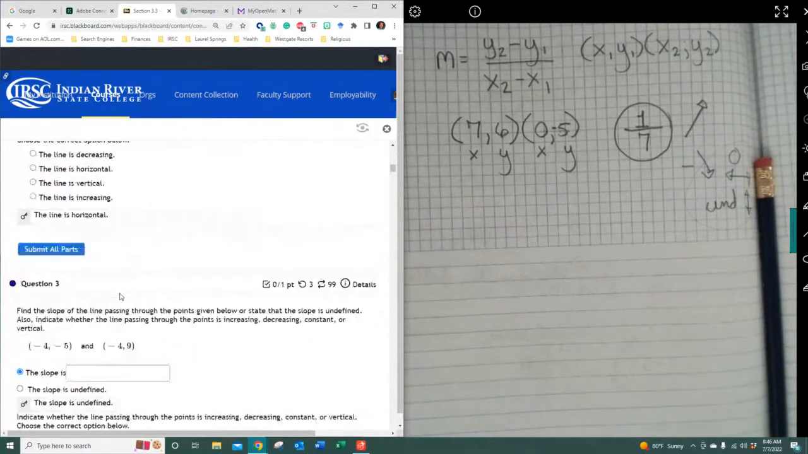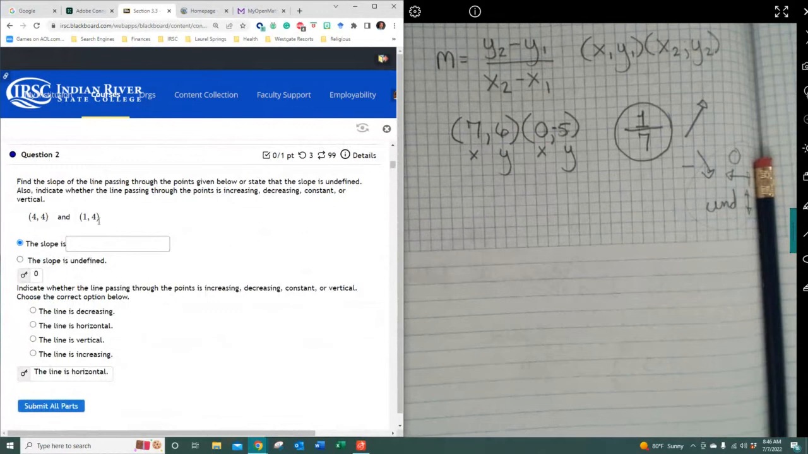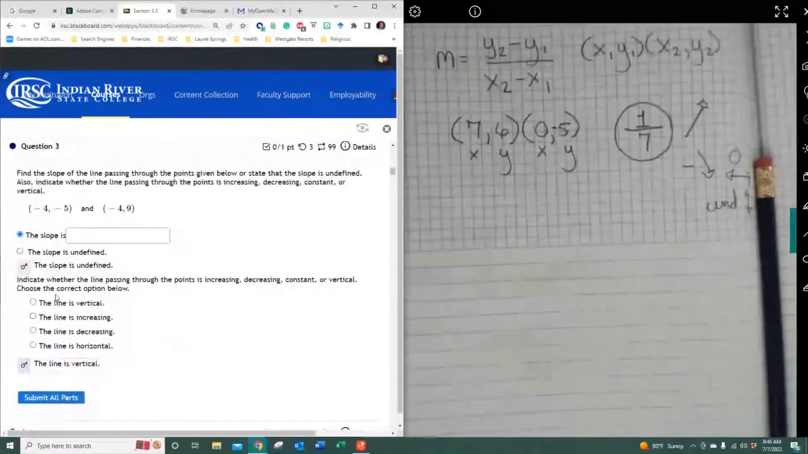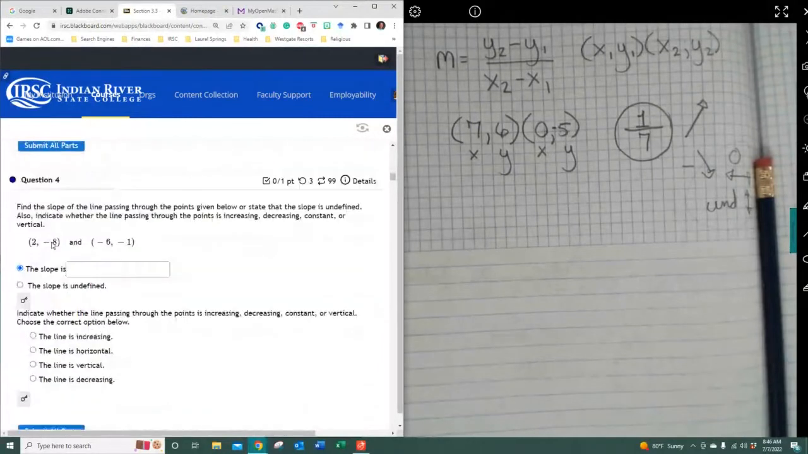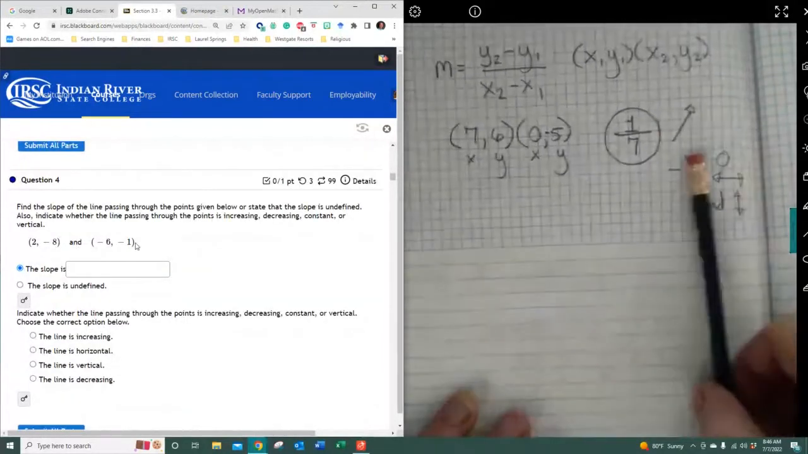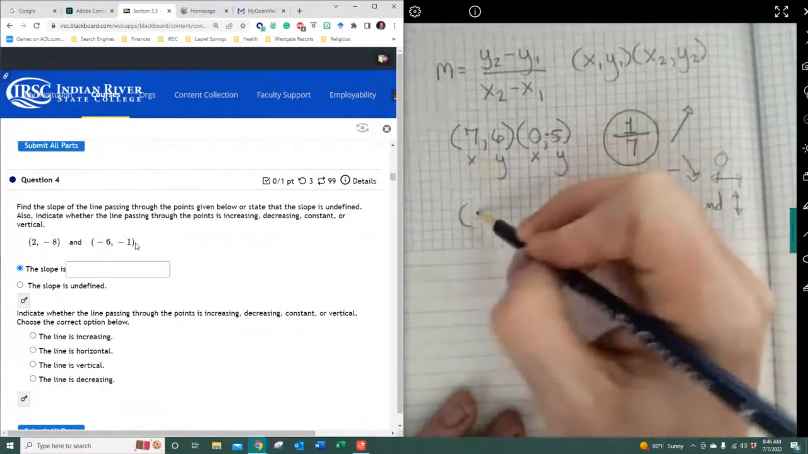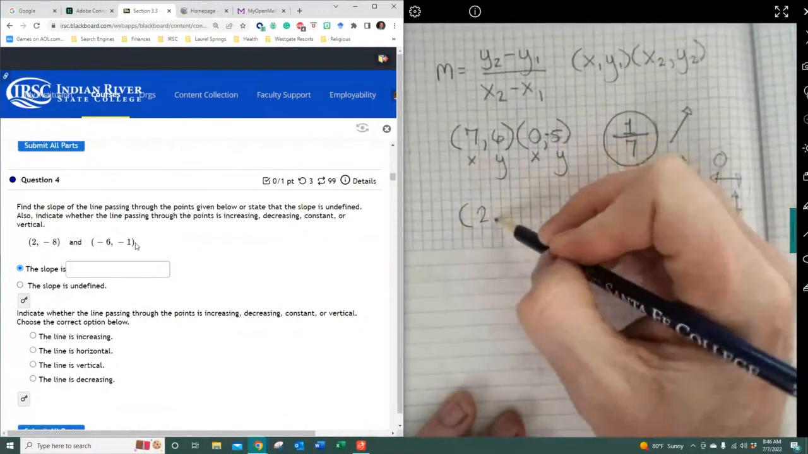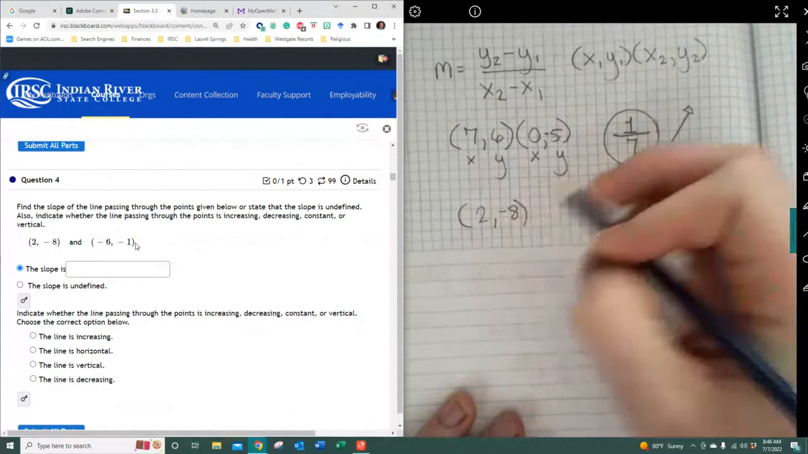So really quickly, remember that if y's are the same, 0. If x is the same, undefined. Now this one doesn't have that, so we just go ahead and follow what I'm telling you. I'm going to do a couple more of these so you can follow how I do it. It's so easy.